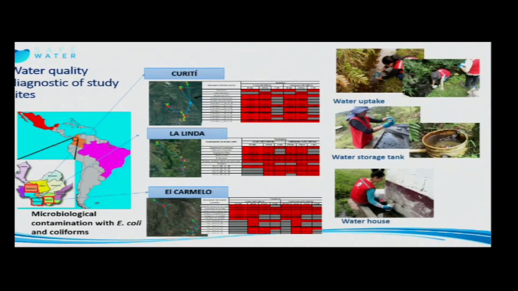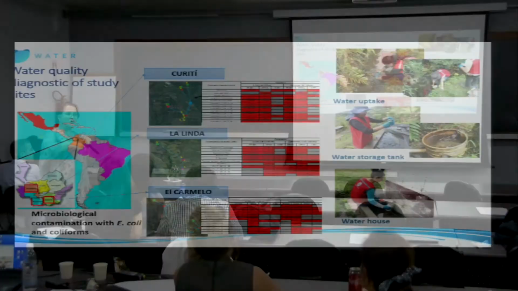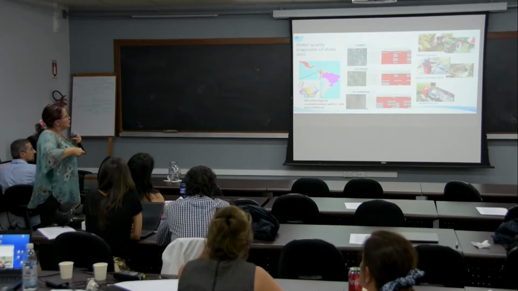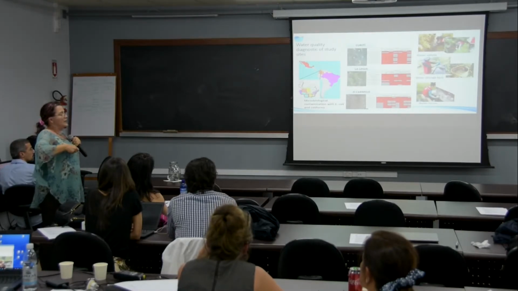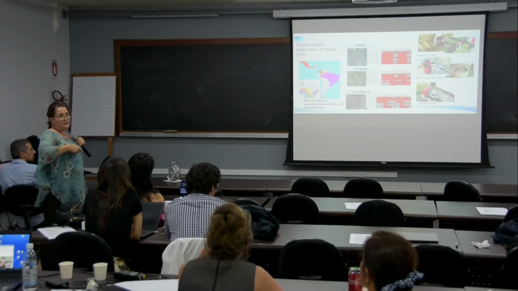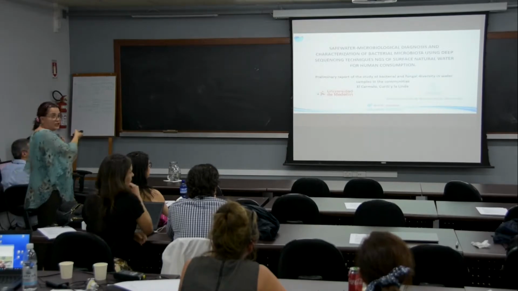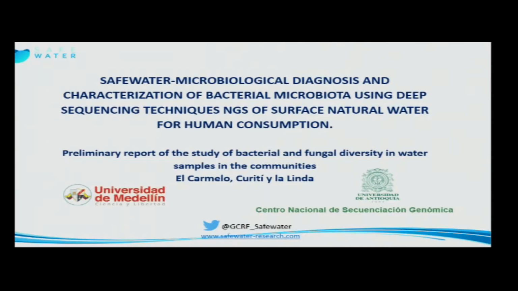In all cases, if you see, this is a summary of something that we showed in Mexico. But only to remind you that the quality of the water is all red. It's like saying that all the superficial water that was evaluated in the communities is contaminated with E. coli and needs treatment.